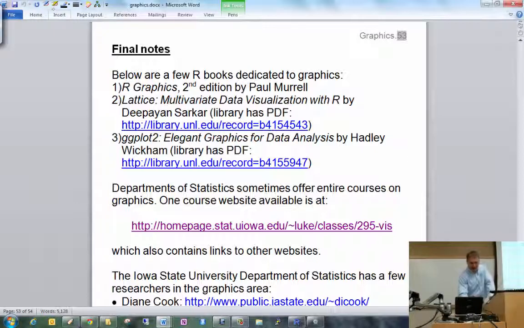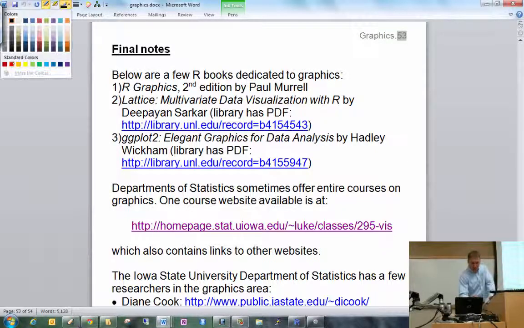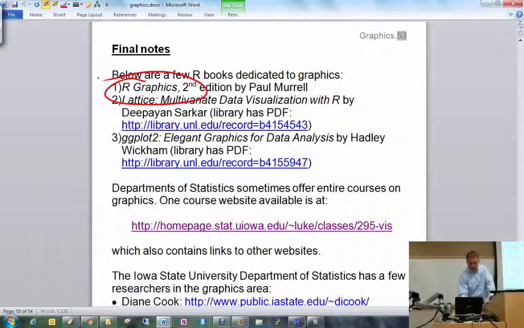There are a few books dedicated to graphics. In particular, if you like the stuff that we did in this little subsection, I highly recommend the R Graphics book. I have the first edition of this book. I haven't looked too closely at the second edition, but I would assume it's probably better than the first edition. And I have found this book to be extremely useful in figuring out code to construct graphs.